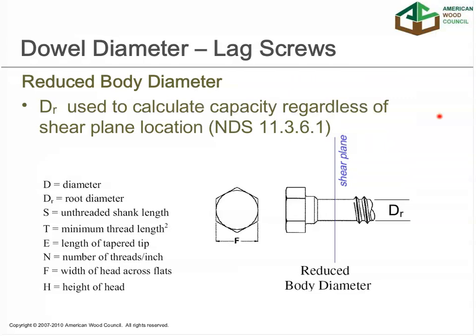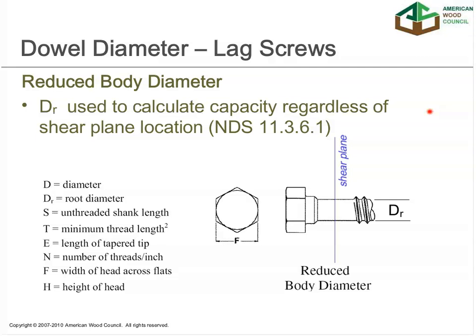Another change to the 2001 NDS that created quite a few questions, and that we've developed some additional information for, is reduced body diameter fasteners. And this primarily came about because we began to see lag screws in the field with reduced body diameters. In earlier versions of the NDS, 1991, 1997, we assumed shank diameter for lag screws, and so the capacities were much higher.